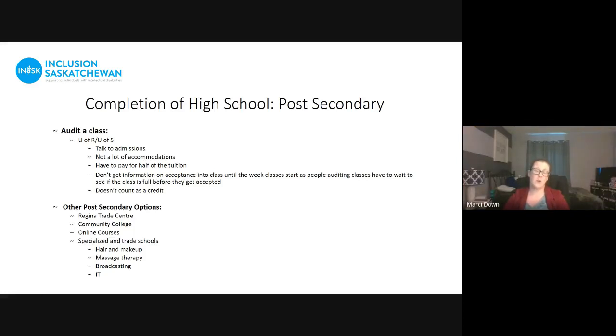But the great thing about this option is that you get a sense of what university is like. If you audit it and it's a little bit too difficult for you, you either will decide that it's not for you or you need more accommodations and supports available. So as much as it sounds kind of like, oh, I don't know if we want to do that, it's not going to be considered as a credit, or there's some kind of bad things to it, it is a good option for figuring out if that's something you'd really want to pursue.